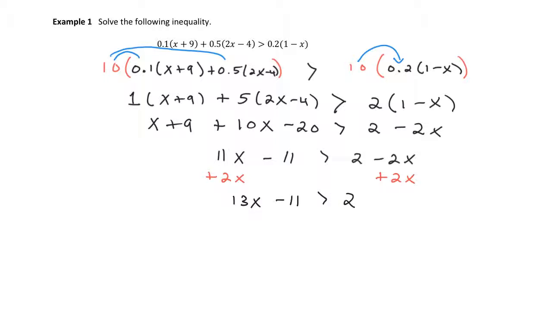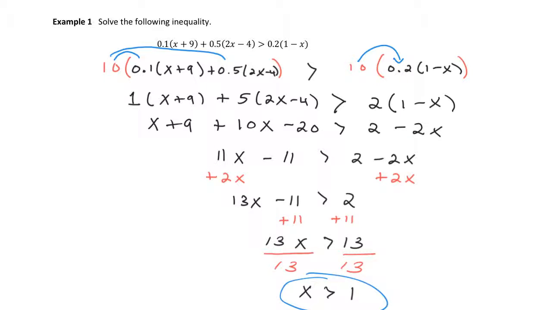Now I'm going to add 11 to both sides. And I get 13x, which still is greater than 13. Our very last step is going to be to divide both sides by the number in front of the x, which is 13. When I do this, I end up with x is greater than 1 as my final answer. So what happened here is I set it up so when I divided both sides by the same number, I was dividing by a positive amount. So I still had x is greater than instead of less than, and this is our final answer.